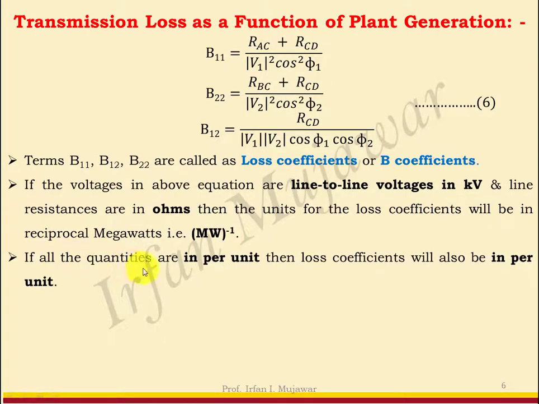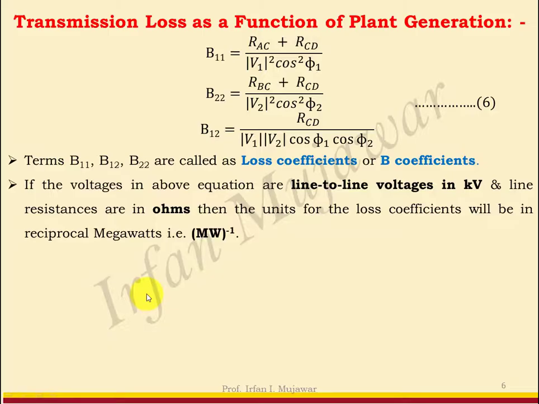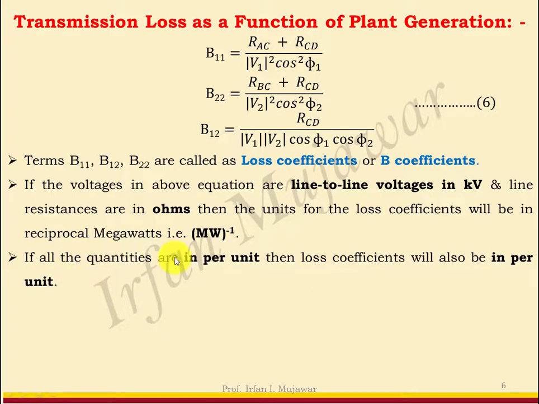If all the quantities are in per unit, then loss coefficients will also be in per unit, because whenever we use the per unit representation, this B coefficient will also be in per unit.